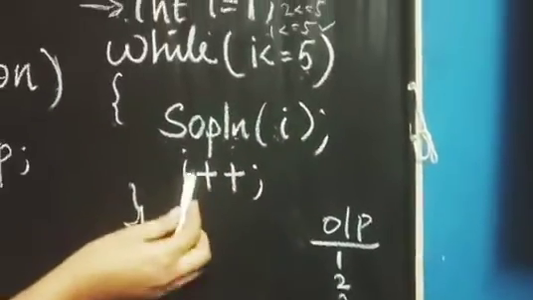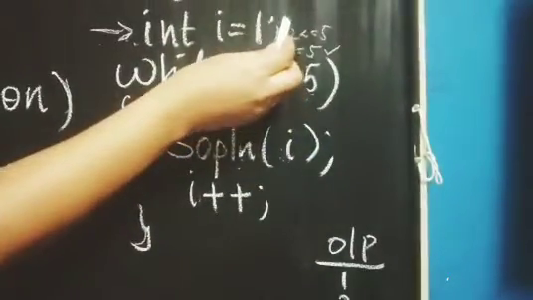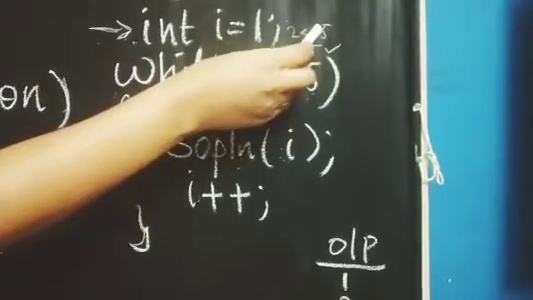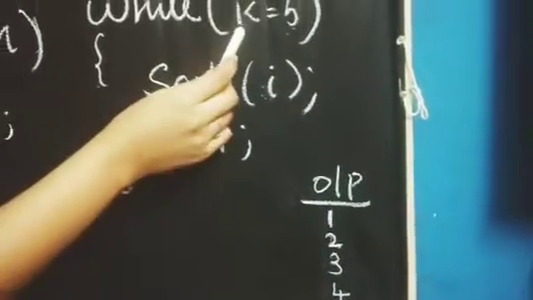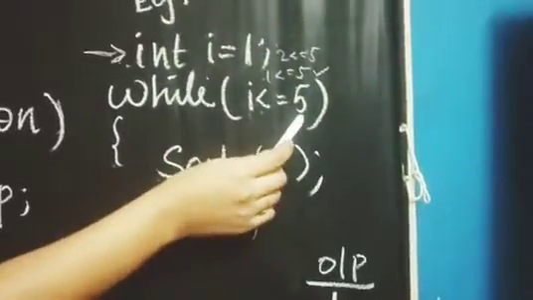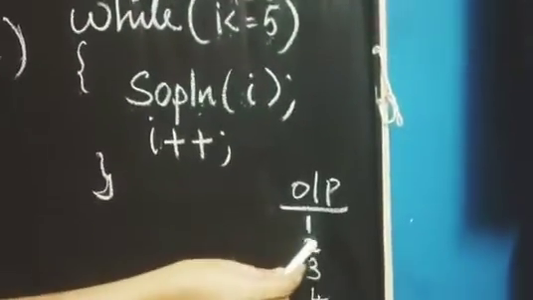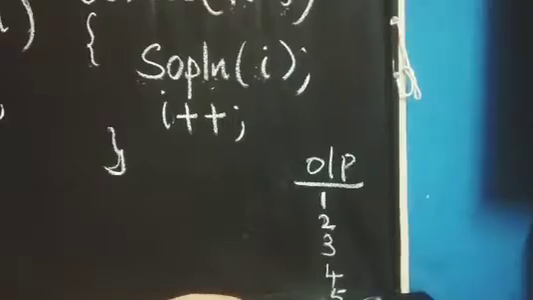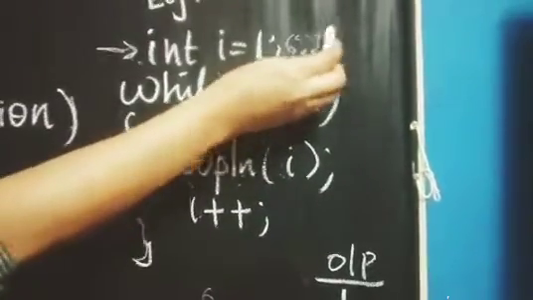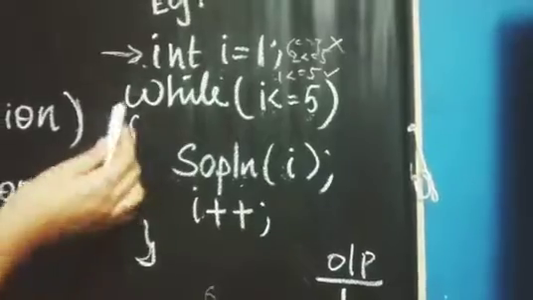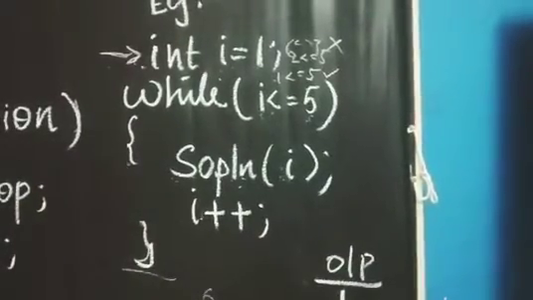Again I plus plus. So again 3. 3 less than or equal to 5. Condition is true. So you get the output 3. So it gets continued. Since I is less than or equal to 5, till 5, your output will be 1, 2, 3, 4, 5. So when the I value will become 6, 6 is less than or equal to 5. Condition is false. So it just stops the execution.